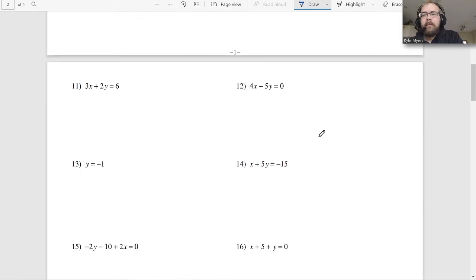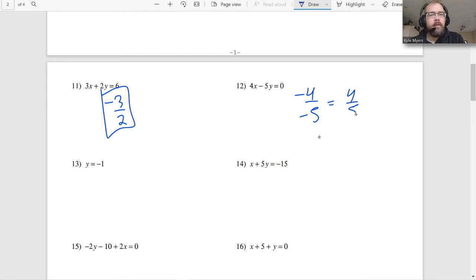Okay, what about this one? Negative a over b. All right, done. Negative a over b simplifies to 4/5. Done.